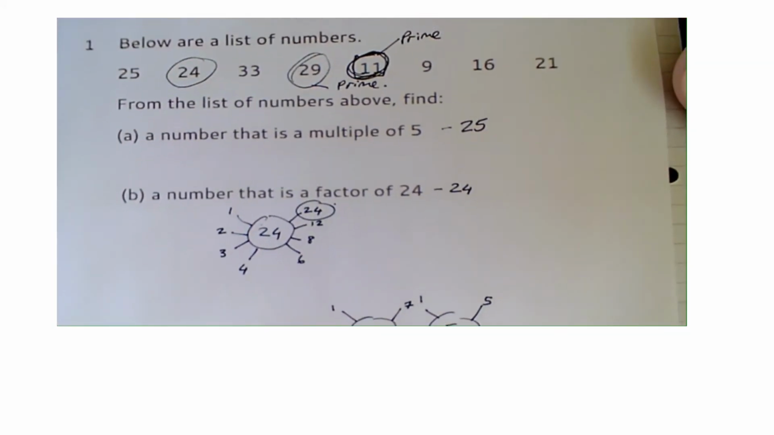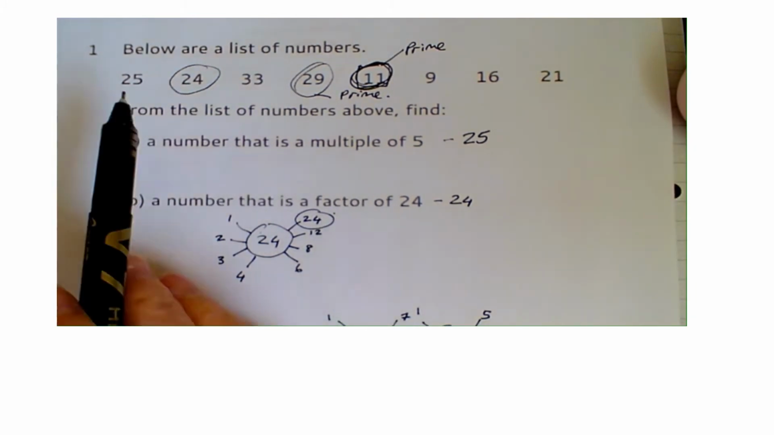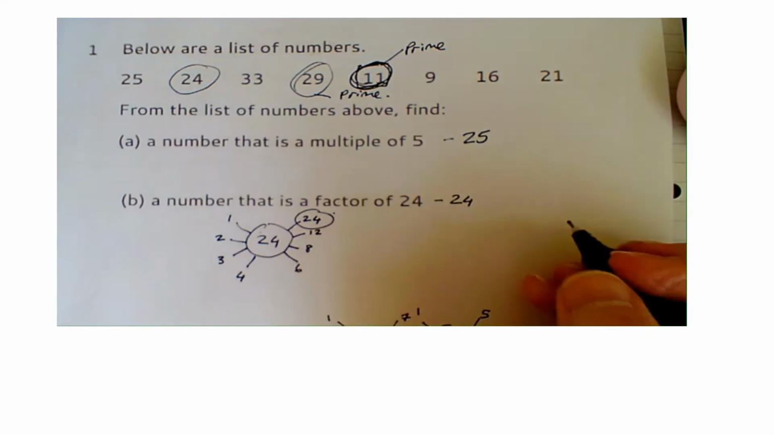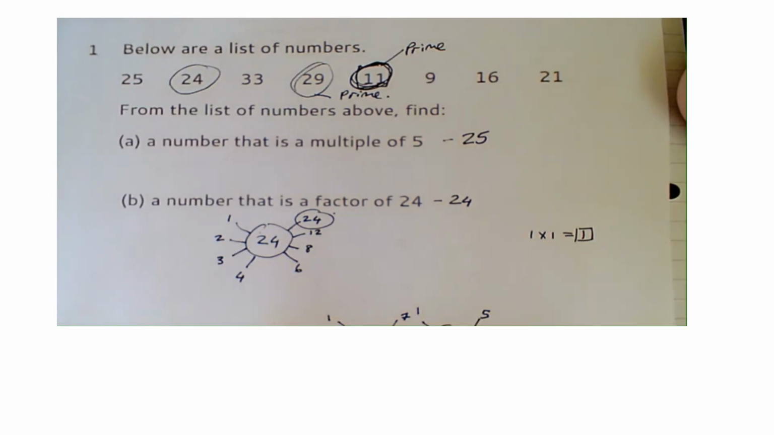What about square numbers? Are there any square numbers in this list? What are square numbers? Let's quickly go over that. So a square number is created when you multiply a number by itself. So for example, 1 times 1 is 1. 1 is a square number.